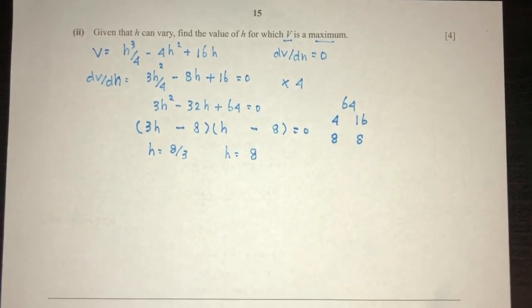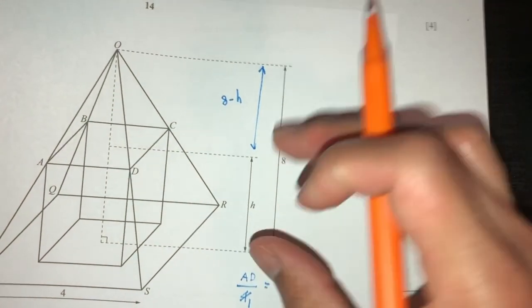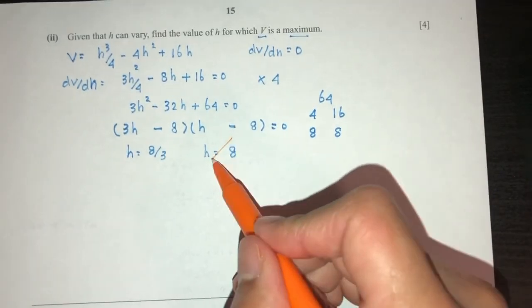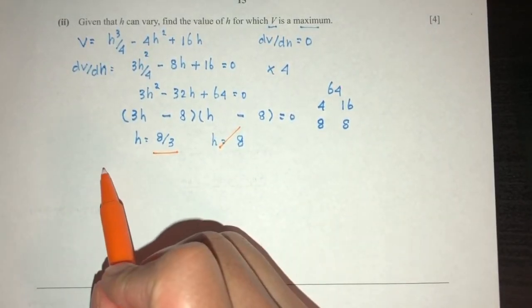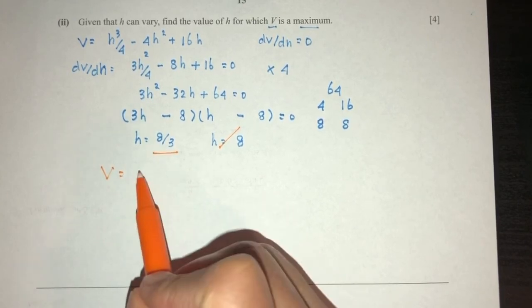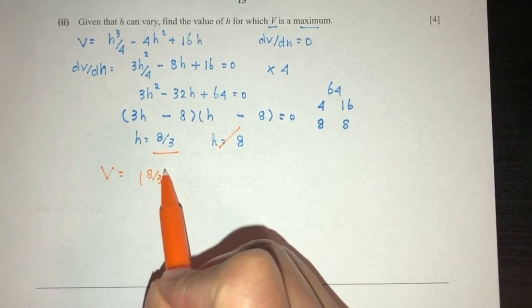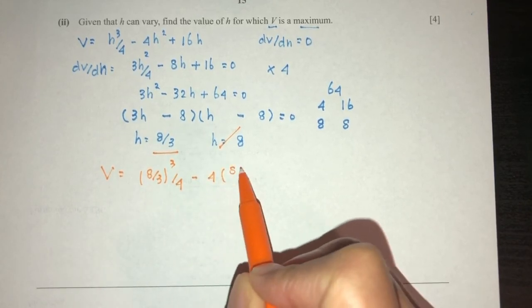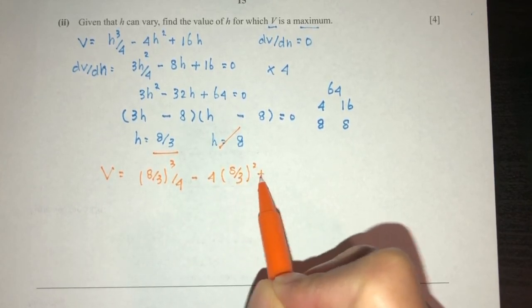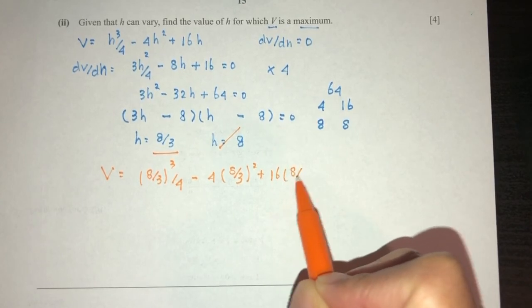Okay, so now we have to check what is possible, because the whole height is 8 already, h cannot be 8, right? So we cannot take this value. h can only be 8 over 3. Now find the value of V. V for this value of h will be h cubed over 4 minus 4 times 8 over 3 squared plus 16 times 8 over 3.